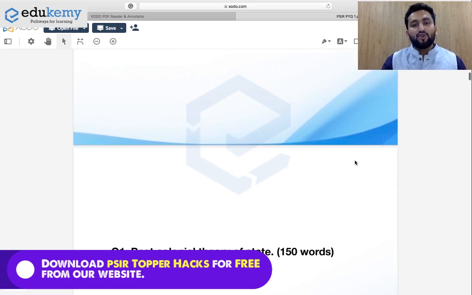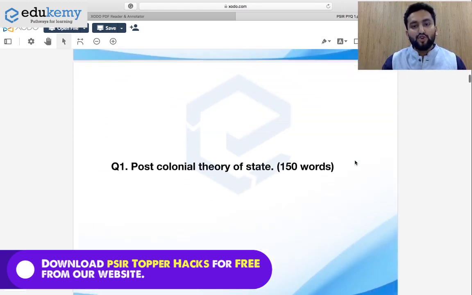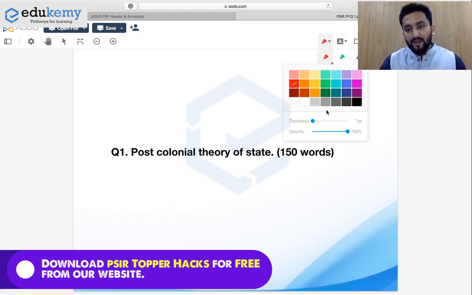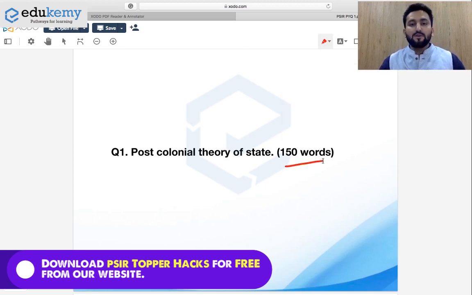Because you don't have that much time to show your creativity in the actual exam. Real preparation is before that. Now, the first question is post-colonial theory of state. This was asked in 2020, paper 1, section A. It is a 10 marker question, and 10 marker means 150 words.